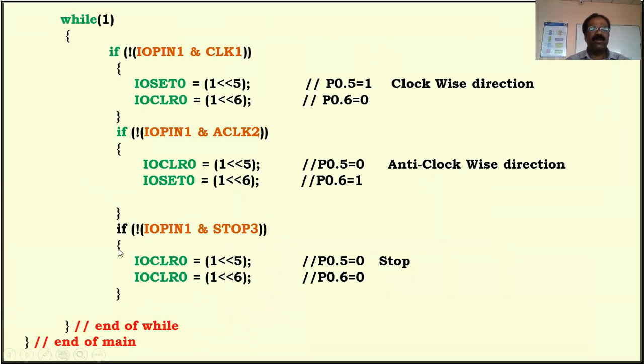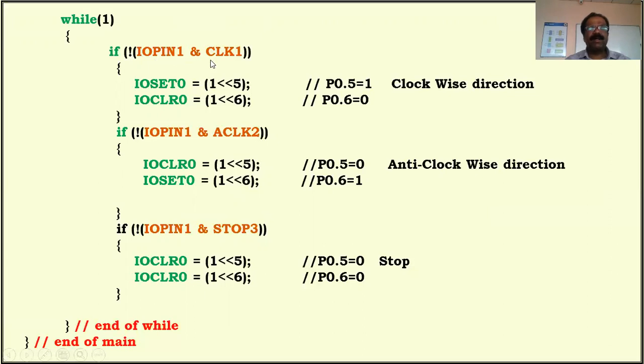It's an infinite loop. First I'm going to check the status of the switch. If you want to get the information from the input device, we have to go for a register called IO pin 1, because we know that S1, S2, S3 are connected at P1. That's why P1.16, P1.17, and P1.18. According to our hardware, we are using port 1. Therefore, if you write IO pin 1, it gives the status of the switch.